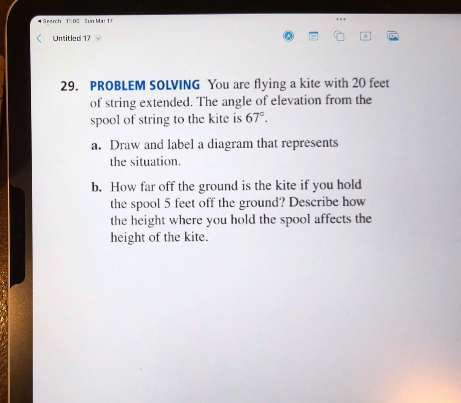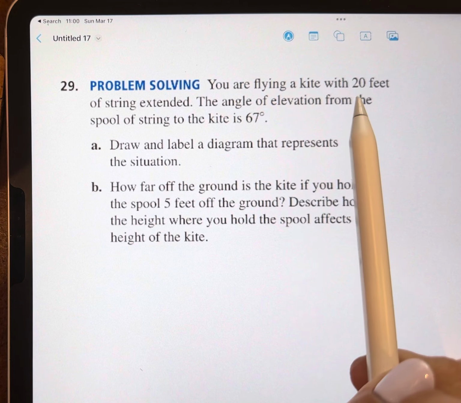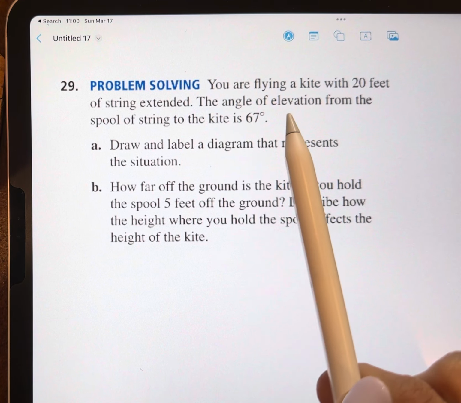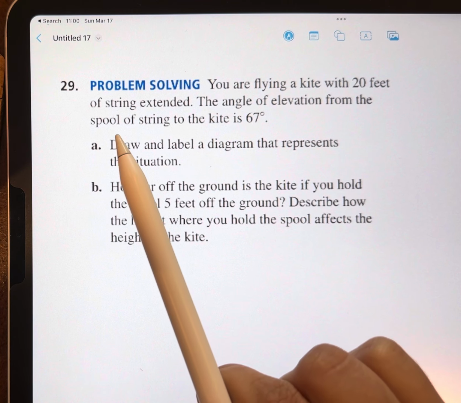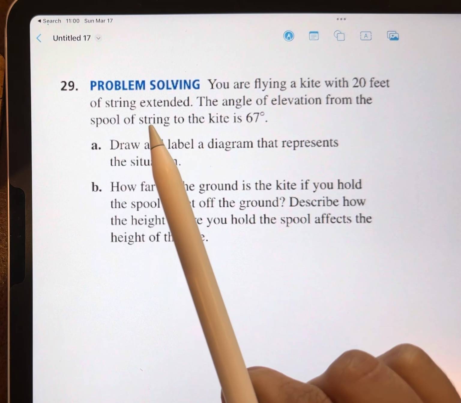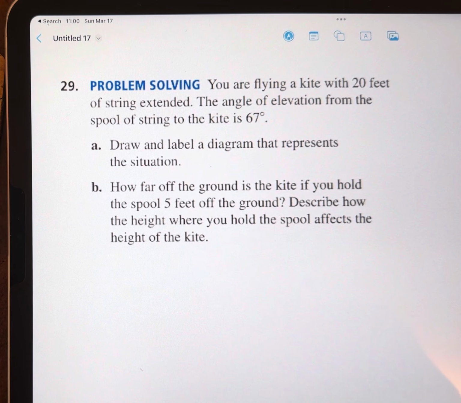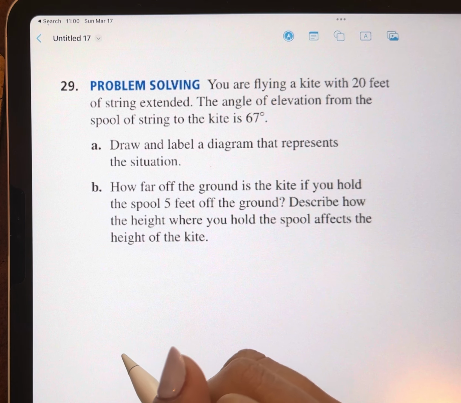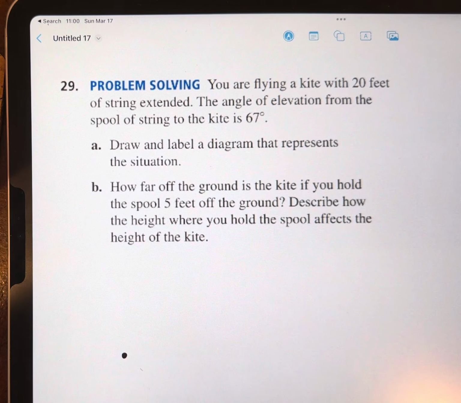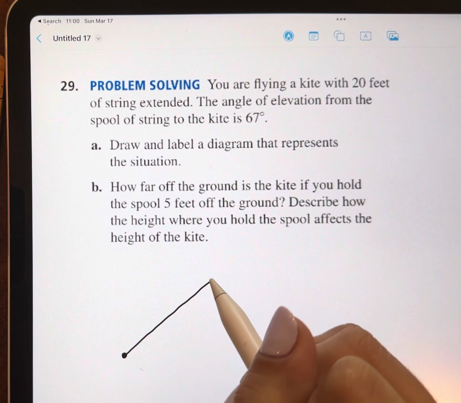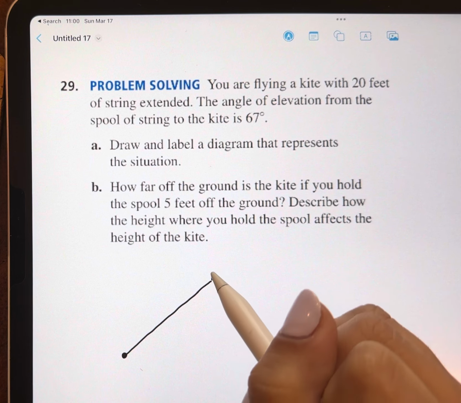Okay, number 29. Let's see what this is talking about. Problem solving. You are flying a kite with 20 feet of string extended. The angle of elevation from the spool of string, that's a word I didn't know, to the kite is 67 degrees. All right, here we go. So we've got the spool here. All my pictures are dots and lines, you guys. So this is the spool. This is the string. Up here is the kite.